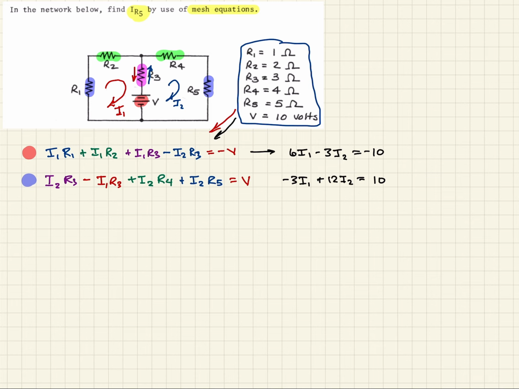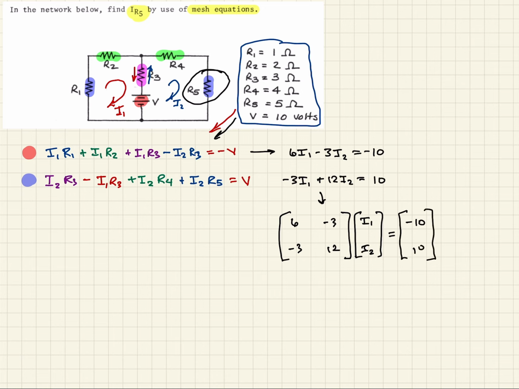So here we have two equations and two unknowns. So the one we're interested in, we want to know the current through this device here, this R5. Well, if we can find mesh current I2, that's just the same thing. So if we solve this matrix, again, we can write this in matrix form as 6, minus 3, minus 3, 12, and then this will be I1, I2. This will equal minus 10 and 10.